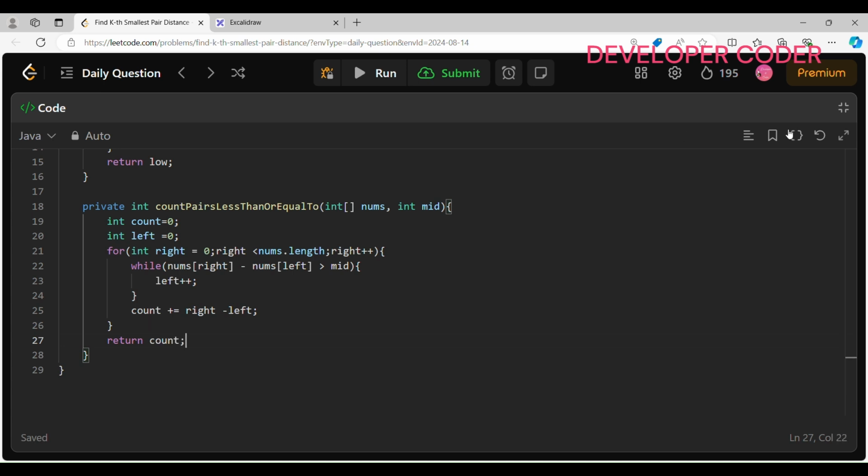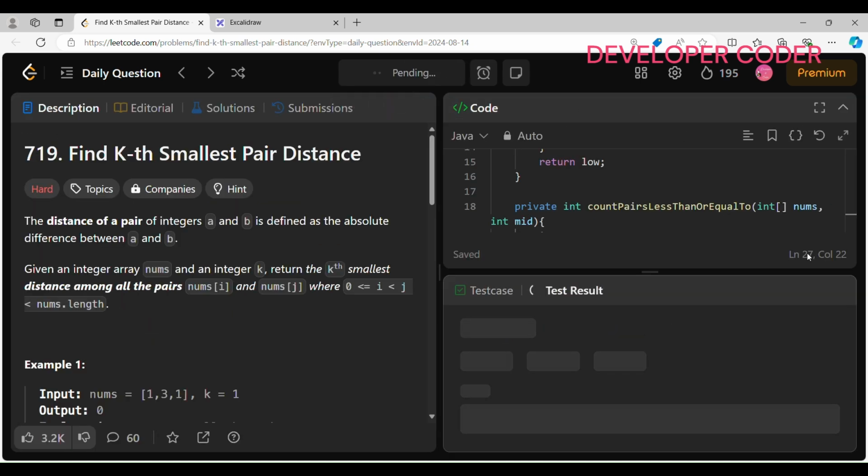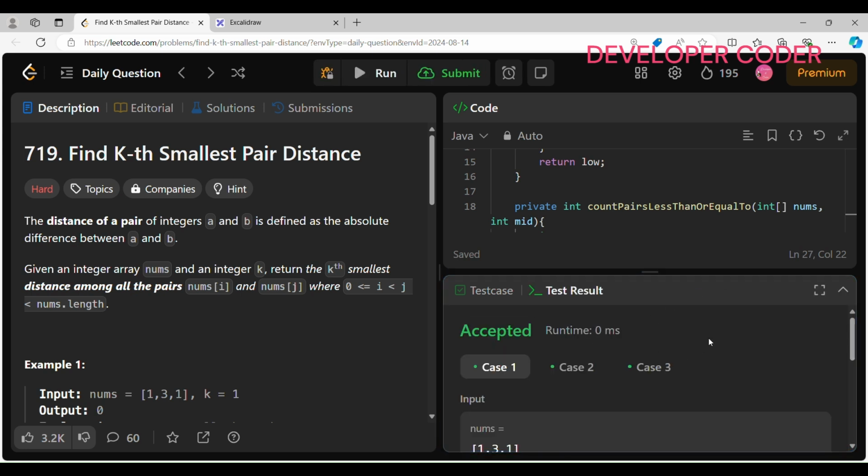So that's it. Now let's run the code and see if there are any issues. All the test cases have been accepted. Now let's submit it.